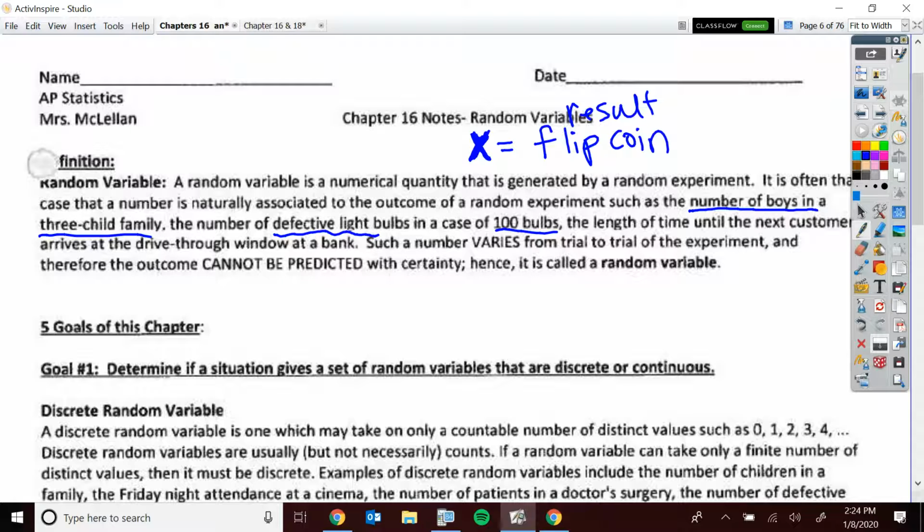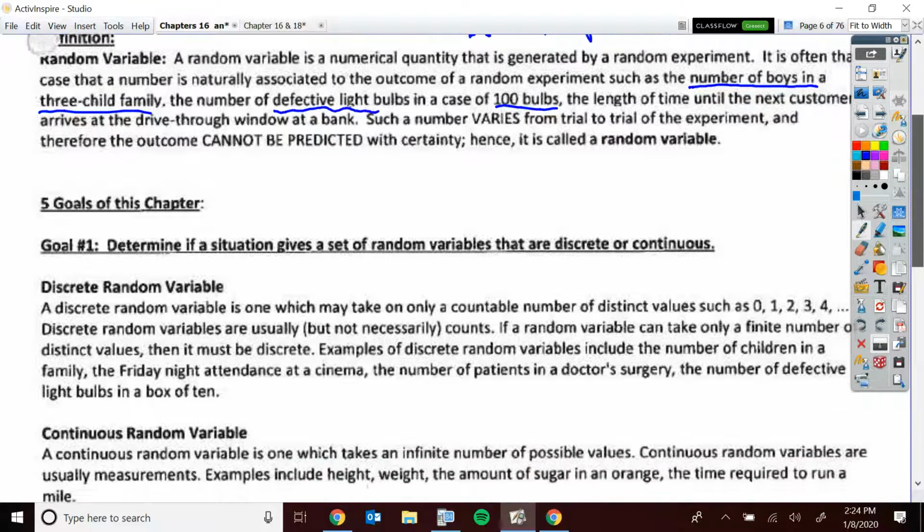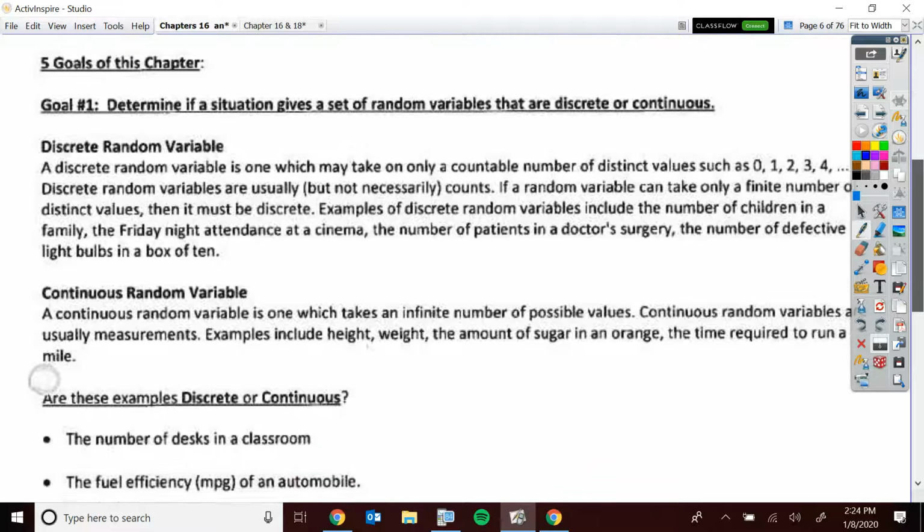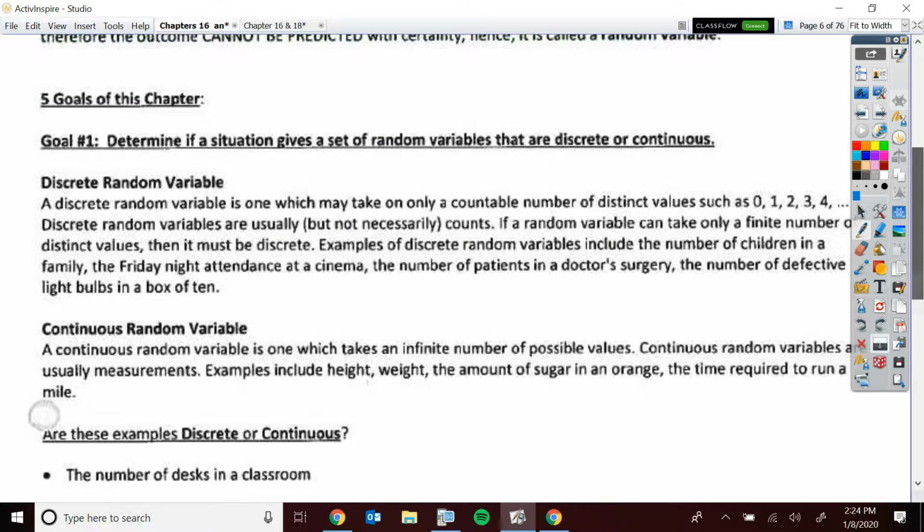The average number, or the probability, of the number of light bulbs defective per case. How many do I expect to be defective? All right, so there are just some examples. Now, we have already talked about discrete versus continuous before.